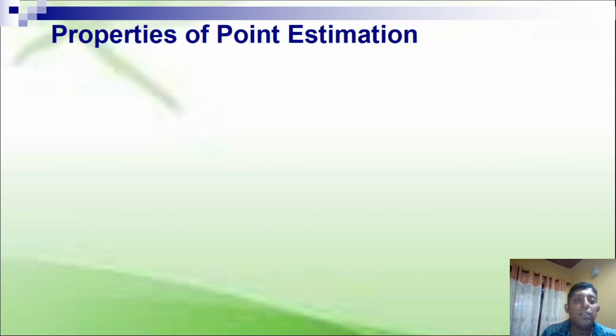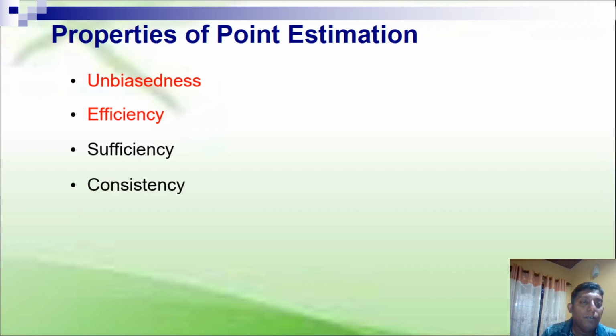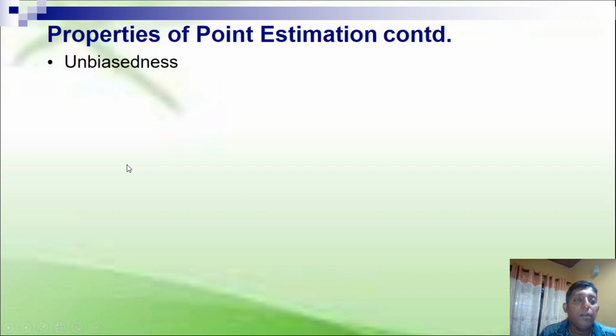Then see the properties of a good point estimate. There are actually 4 properties, but here we are concerned with the first 2, unbiasedness and efficiency. The other 2 are sufficiency and consistency, but the most important 2 properties are indicated in red colors, unbiasedness and efficiency. Then see how to define unbiasedness.